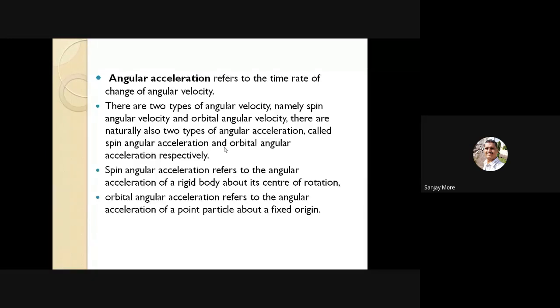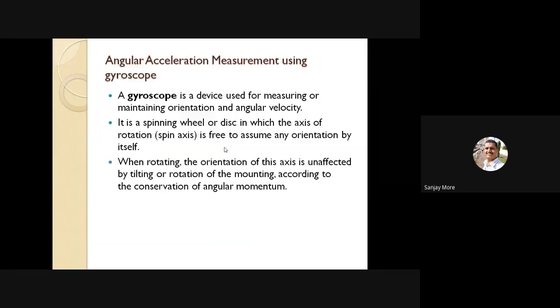See the difference between spin angular acceleration and orbital angular acceleration. Spin angular acceleration is based upon a rigid body about its center of rotation, and orbital angular acceleration is based upon a point particle about a fixed origin. This is the difference between spin angular acceleration and orbital angular acceleration. Okay. So write down the principle of gyroscope.